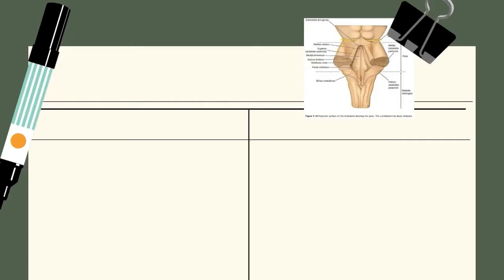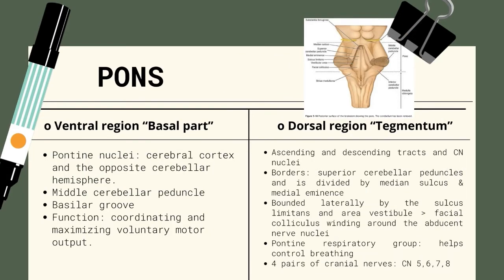So you have two major structural components. You have first your ventral region, or your basal part. So it forms a large synaptic relay station called your pontine nuclei. Take note that your pontine nuclei provides a connection between your cerebral cortex and your opposite cerebellar hemisphere. Again, your pontine nuclei connects the cerebrum to the opposite cerebellum. Okay, cerebral cortex to the opposite cerebellar hemisphere.